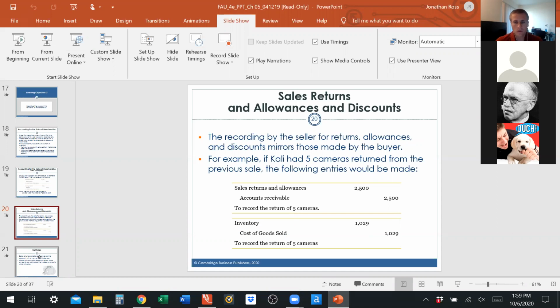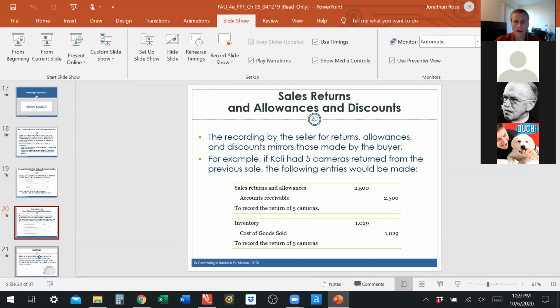Sales returns and allowances and discounts. This is where the seller, so when a buyer returns an item to the seller or takes advantage of a discount from the seller, the journal entries for those transactions mirror the journal entries that the buyer makes, right? From the buyer, it's a purchase return or allowance or discount, and from the seller, it's a sales return, an allowance or discount. So here's an example.